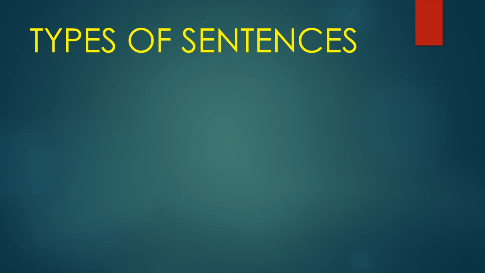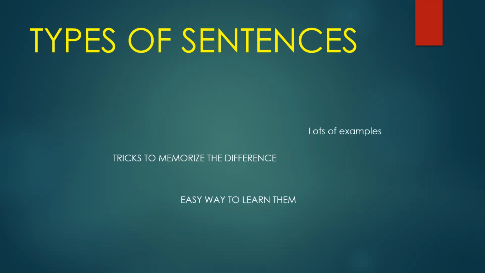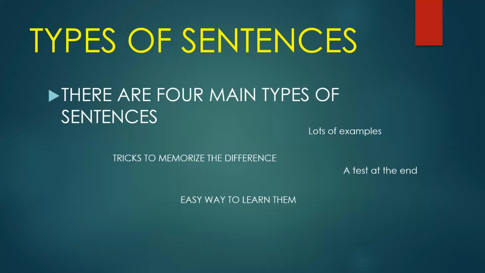Let's do this together. So here we have the types of sentences. Tricks to memorize the difference, an easy way to learn them, lots of examples, and a short test at the end. So how many main types of sentences are there? Do you know? Well, there are four main types of sentences. And what are these four main types?